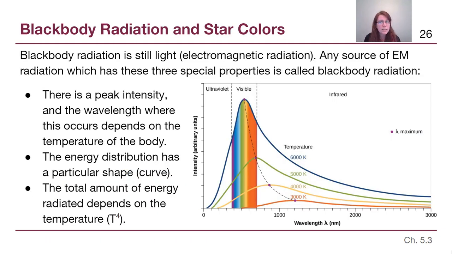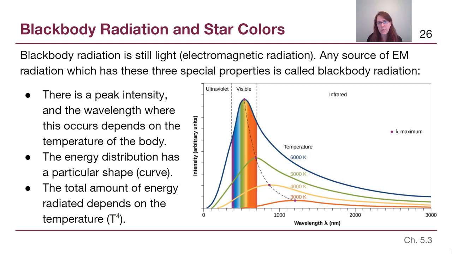Now, the important part is that blackbody radiation is still light. Blackbody radiation is describing a set of intensities per unit wavelength, but all of that radiation is light. It's part of the electromagnetic spectrum. So we have some curves shown here that represent four different hot objects. One that is at 3000 Kelvin, at 4000, at 5000, and at 6000 Kelvin.